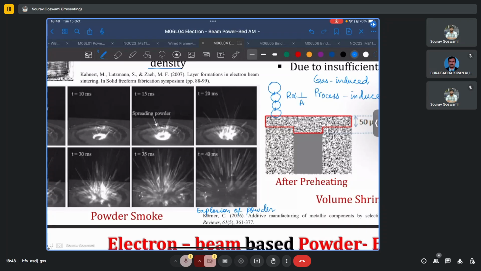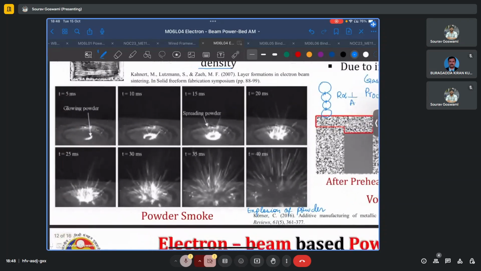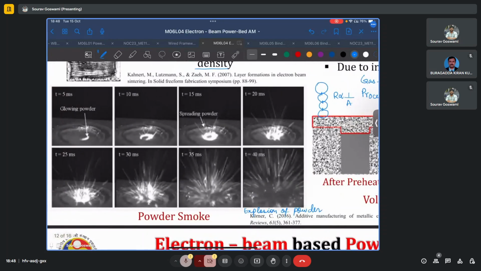The electron beam, which is bombarding the powder bed, causes charge to get accumulated in these powder particles. And once sufficient charge is accumulated, the powder particles may suddenly repel each other. And this can lead to this explosion-like phenomenon that is observed. And as we can see, this phenomenon is of the time scale of milliseconds.